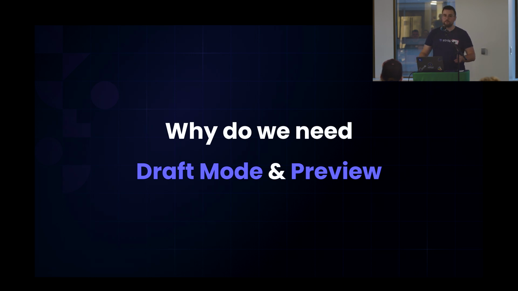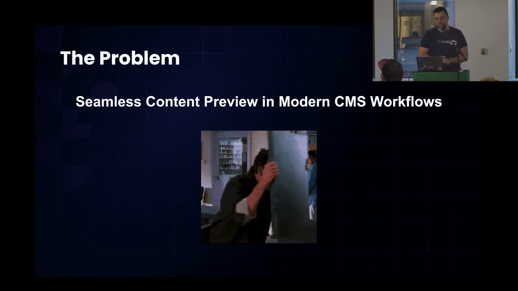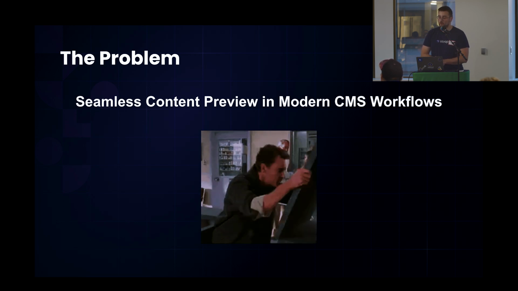Nowadays, we love our frameworks, the front-end frameworks. We love using Next and all of those different frameworks on the front-end. So we have our own custom front-end on one side, and we use the headless CMSs on the other side, like Strapi, which creates a lot of complexity when it comes to the content editing workflows. And that's the main problem I want to discuss. It's creating a seamless content preview system with the modern CMS workflows.